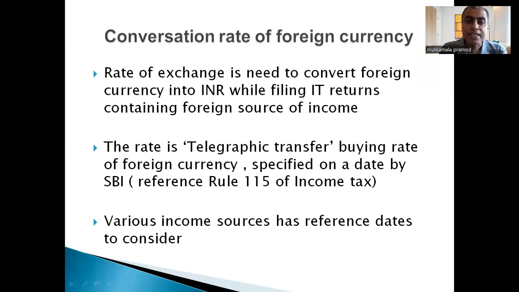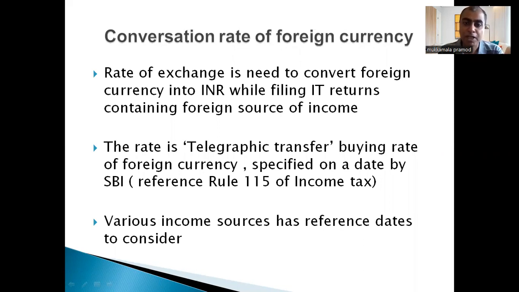So the rate of exchange is needed to convert foreign currency into INR, especially when we are filing income tax returns or even claiming the foreign tax credit refund, and then filing the returns basing on different sources of income. So the rate of exchange, as per Income Tax Act Rule 115, is the telegraphic transfer buying rate of the foreign currency specified on a date by SBI.